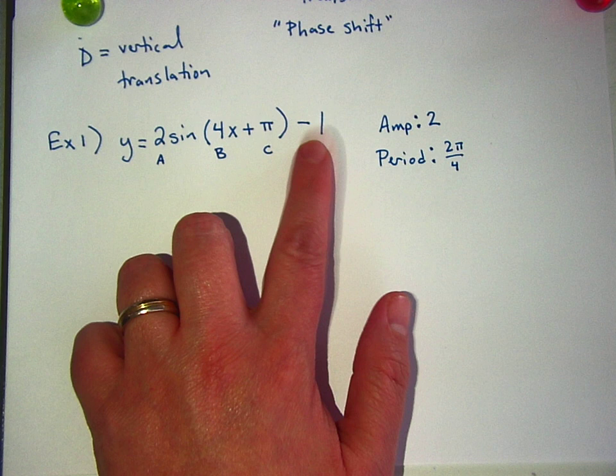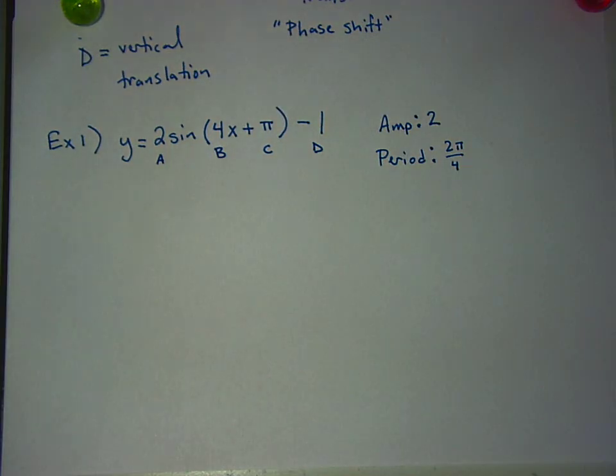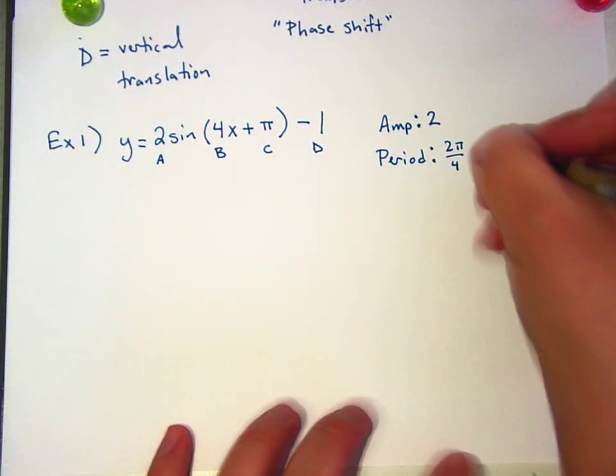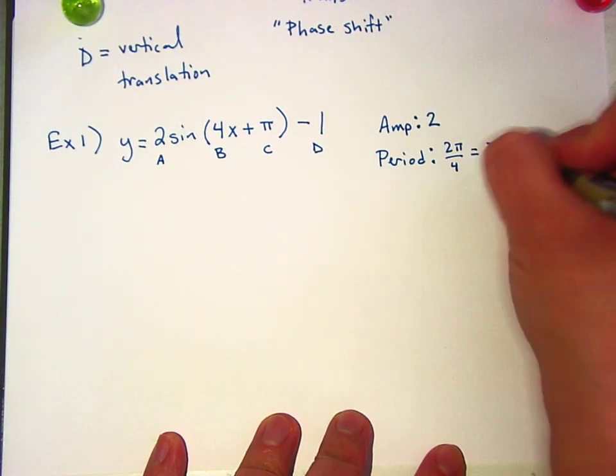But also notice that that minus 1 I always throw at the end, and sometimes they have it at the beginning. So anything that's outside the parentheses is that D thing. So this simplifies to pi over 2, which is what you guys were talking about, right?